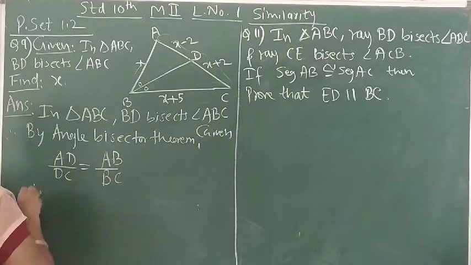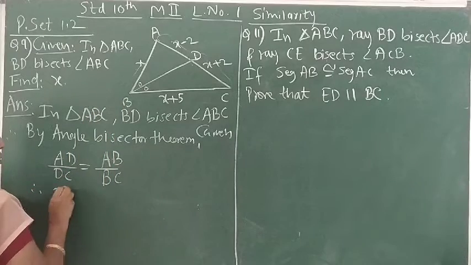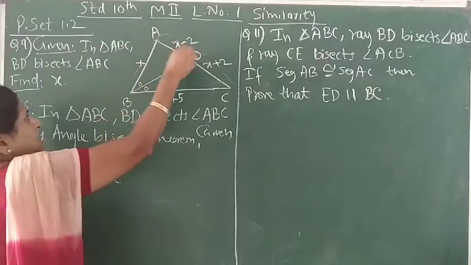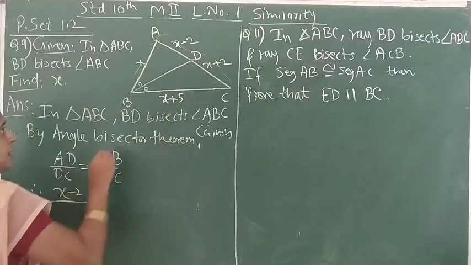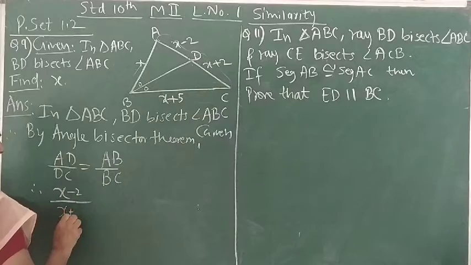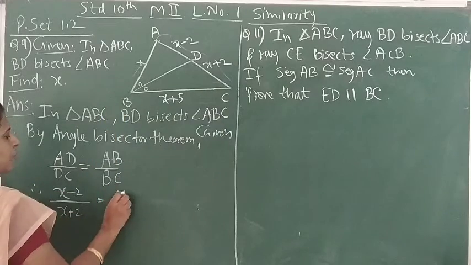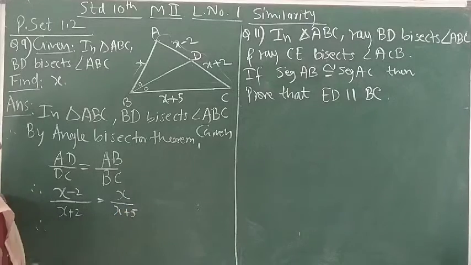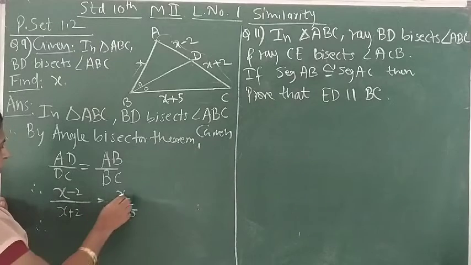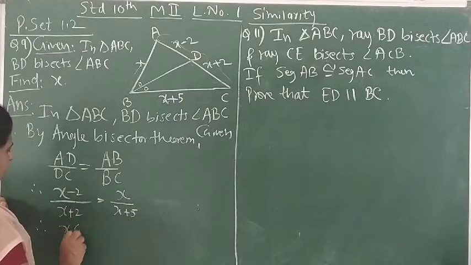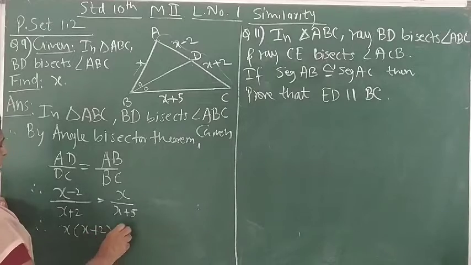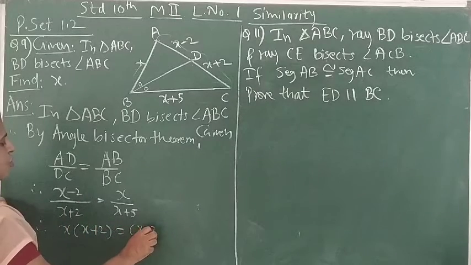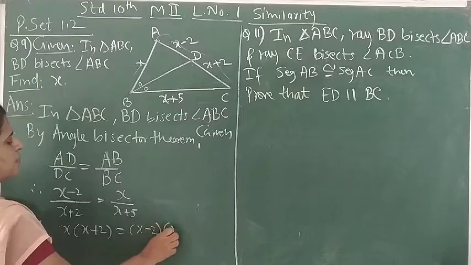Now let's substitute these values. AB is given to us as x, upon AD, which is x minus 2, upon DC, which is x plus 2. Yes, and here it is AB, which is x, upon x plus 5. Now let's simplify these two ratios by doing cross multiplication. We multiply x with x plus 2 is equal to x minus 2 times another bracket, x plus 5.